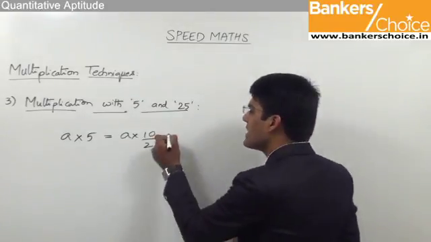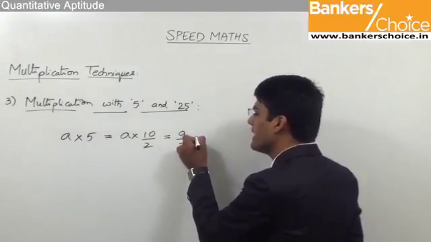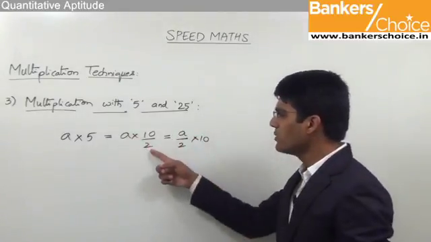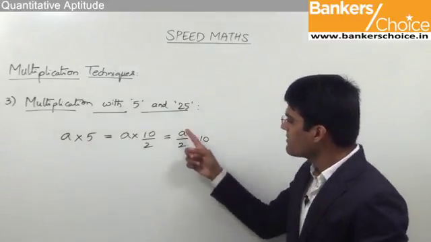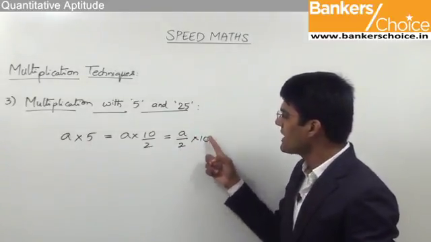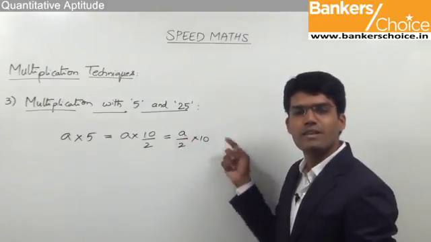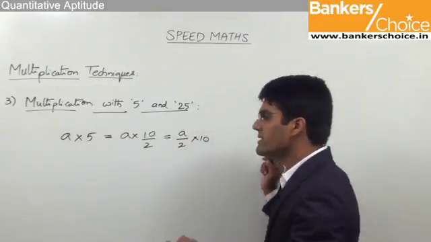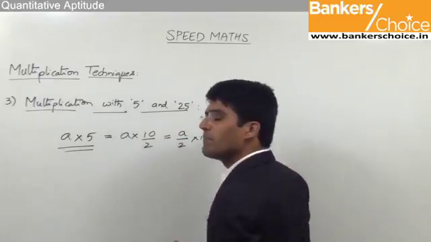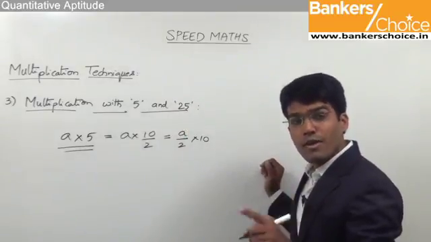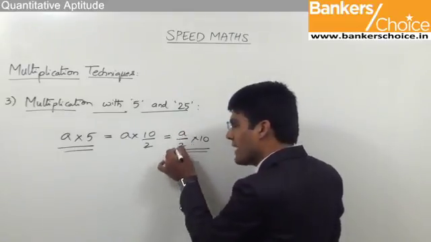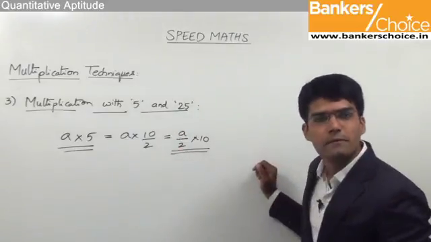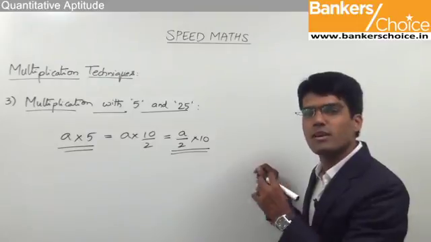And now this can be further taken as A by 2 into 10. A by 2 into 10. So if you observe, A into 5 is nothing but A by 2 into 10. Why? Because 10 by 2 is 5. So that becomes A into 5. So the point here is, whenever you have to multiply a number with 5, in order to make it simple, what you do is, you take half of the number, that is A by 2, and then multiply it with 10. Let us take some examples to understand this.